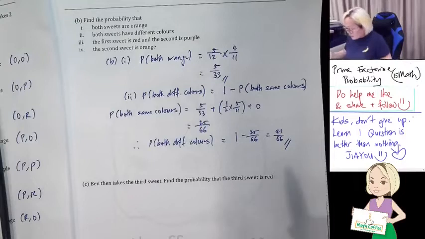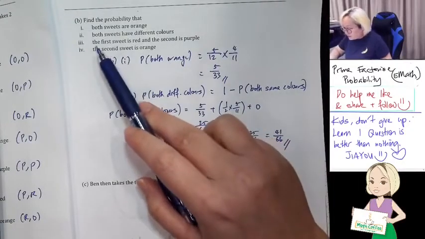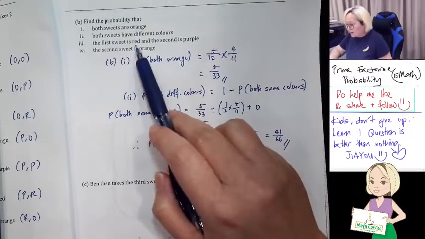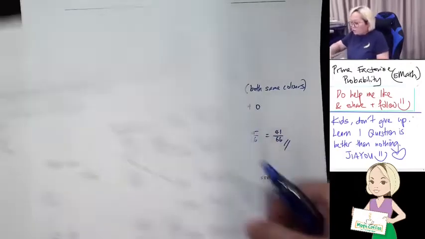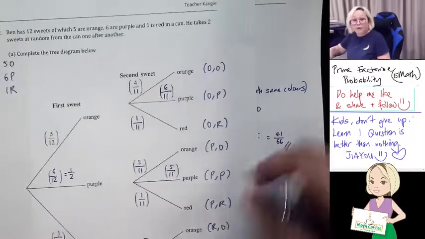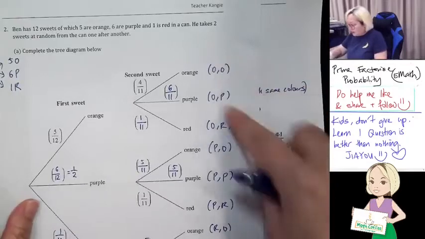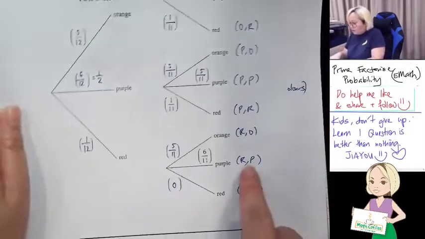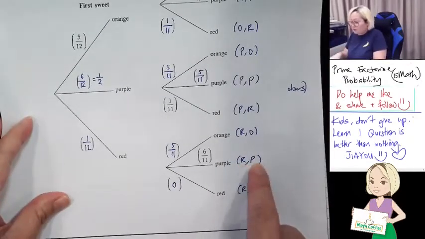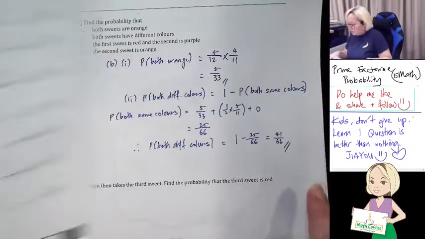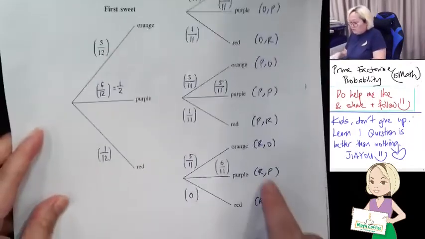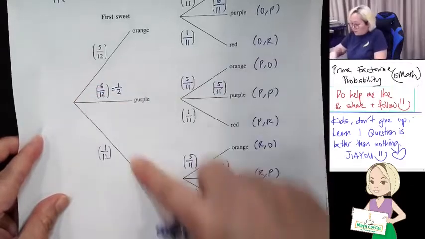Okay, so now let's take a look. Now they say the first sweet is red and the second is purple. So with this, you can see red, purple. So I want to find RP, right? So where is RP? RP is only this one. First is red, second is purple. Okay? So it will be here and here.